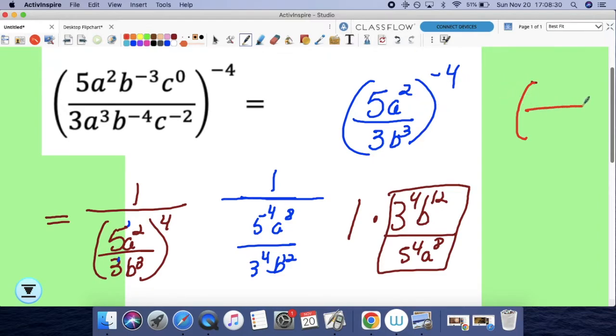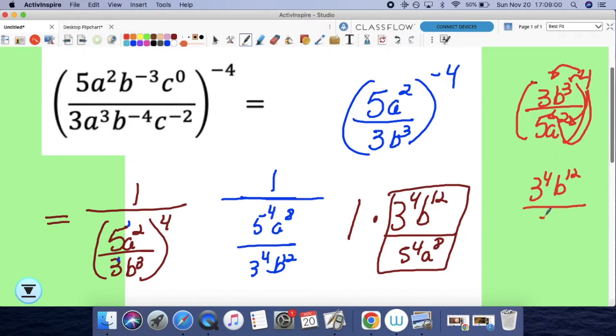Okay, so what if I switch, look, 5a squared, I'm throwing it down, 3b cubed, I'm making that my numerator. And then I can change the exponent to a positive. And then after that, I would do the expanded rule, multiply everybody by 3, right? Including the exponents in the denominator. So I get 3 to the 4th, b3 times 4 is b12, and then 5 to the 1st times 4 is 5 to the 4th, and a to the 2nd power times 4 is just a to the 8th. Look, we get exactly the same thing.